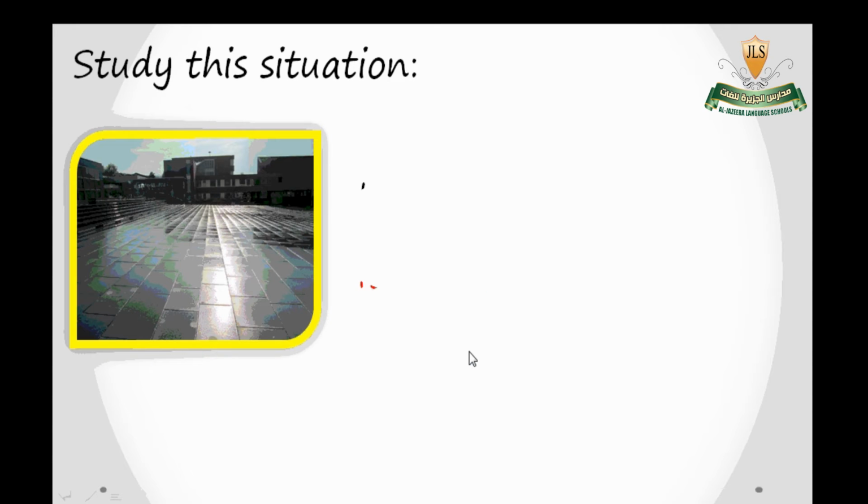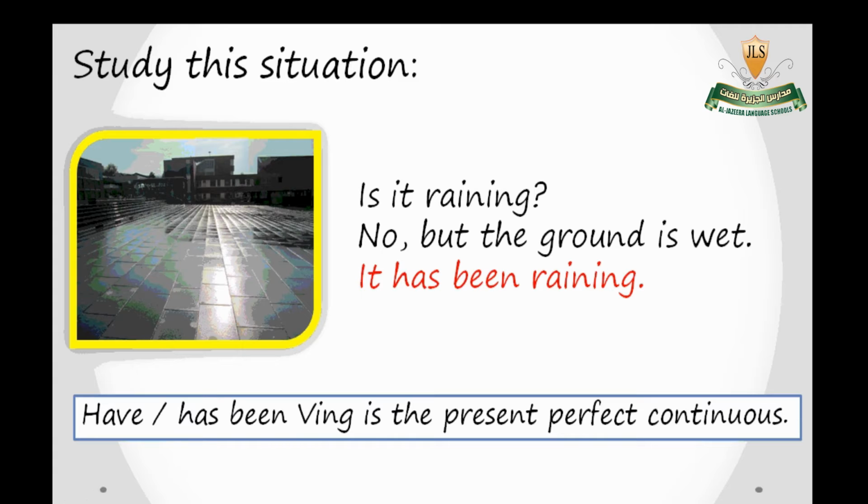Study this situation. If I say, is it raining? No, but the ground is wet. It has been raining. So what did you understand from it? It was raining and there is a result in the present. So, have/has been plus verb-ing is the present perfect continuous.